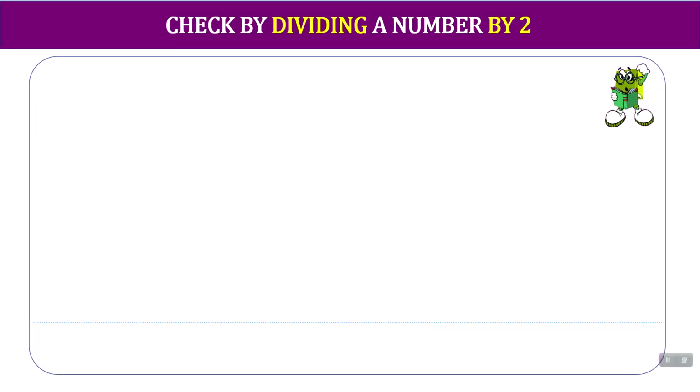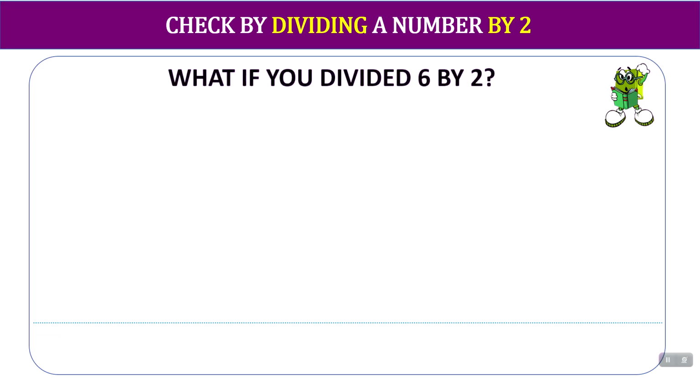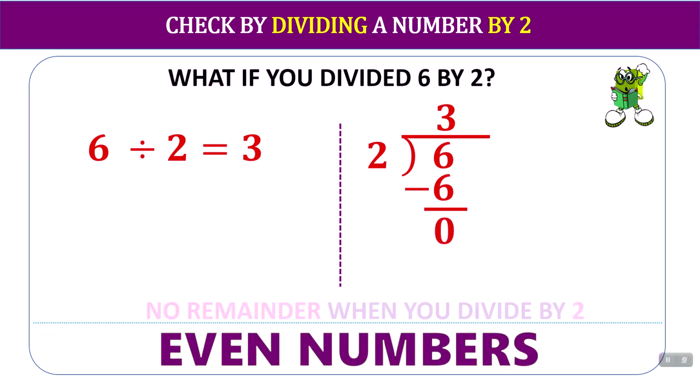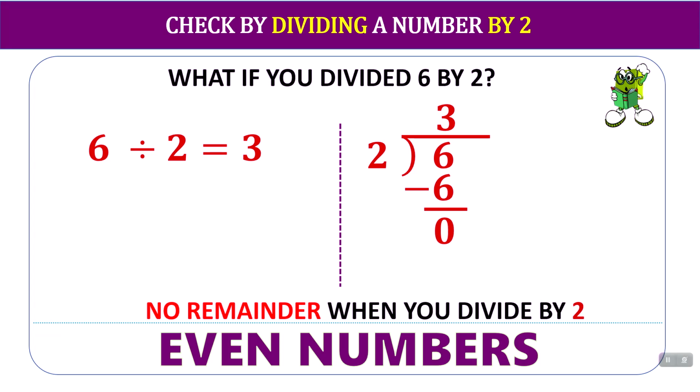And let's check the even numbers by dividing by 2, and we will see something very special when we divide even numbers by 2. What if we divided 6 by 2? Well, that's very simple. We know 6 divided by 2 is 3. But let's look at the long division. 6 divided by 2. 2 into 6 goes 3 times. 3 times 2 is 6. When we subtract, we're left with 0. Even numbers have no remainder when you divide by 2. The remainder is always 0 when you divide an even number by 2.